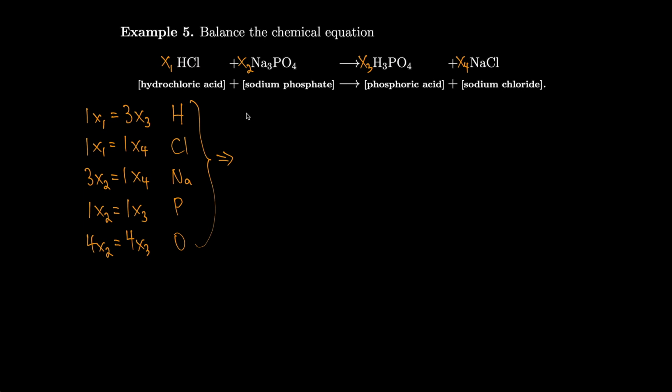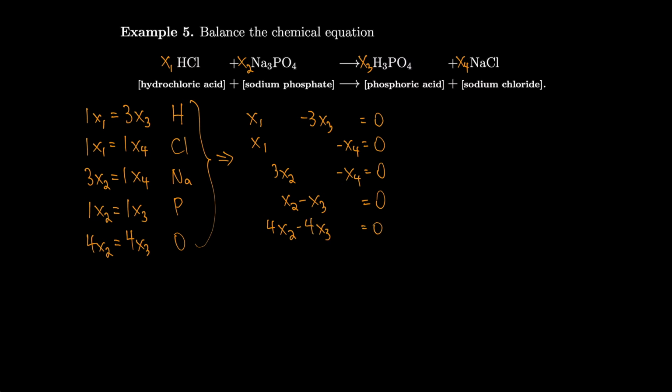We've got 1x1 minus 3x3 equals 0, x1 minus x4 equals 0, 3x2 minus x4 equals 0, x2 minus x3 equals 0, and 4x2 minus 4x3 equals 0.